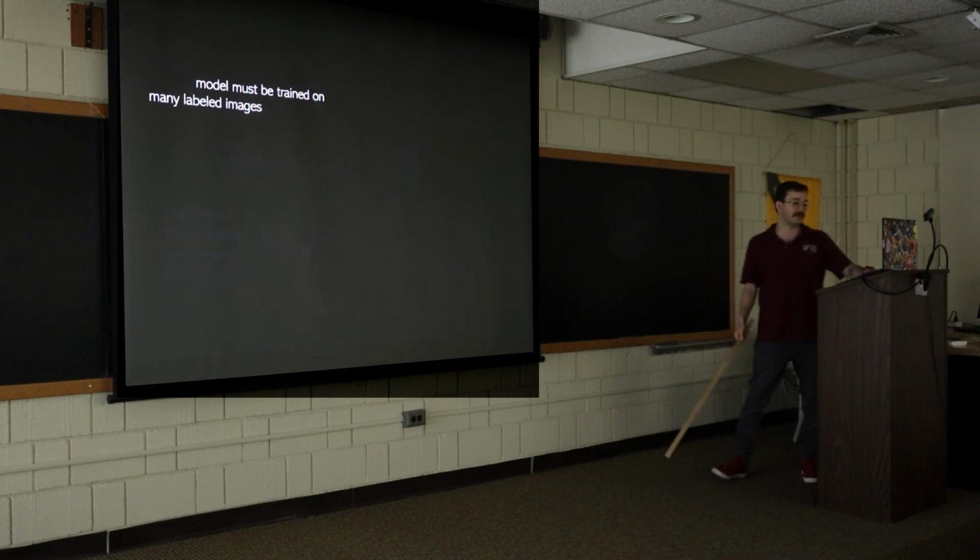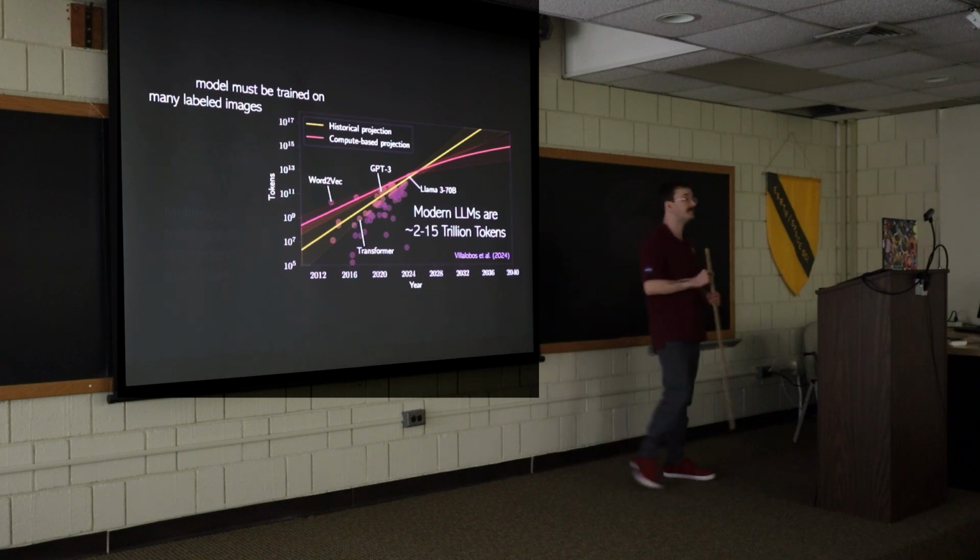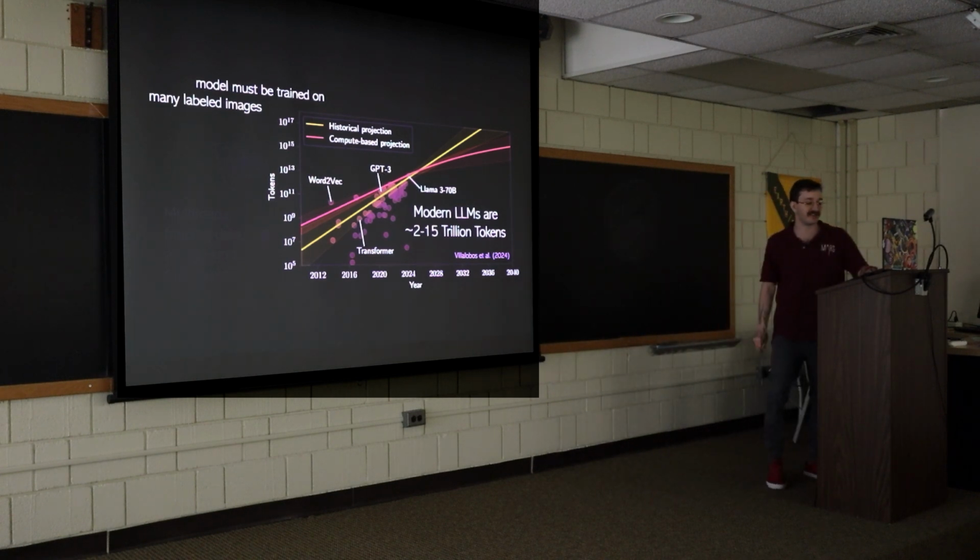And when we talk about lots of images, I really mean a lot. Modern LLMs are trained on 2 to 15 trillion parameters and tokens, right? So that's a lot of data.